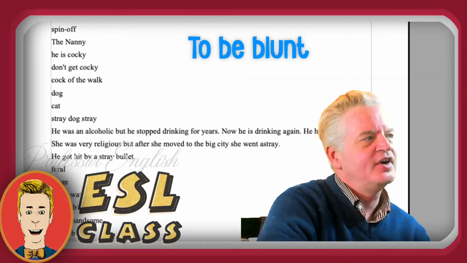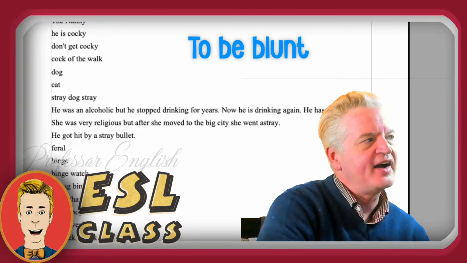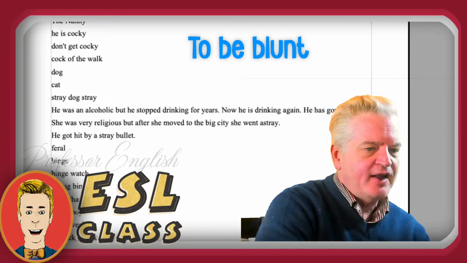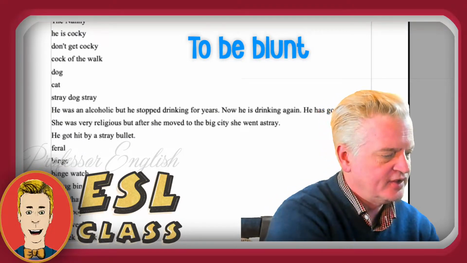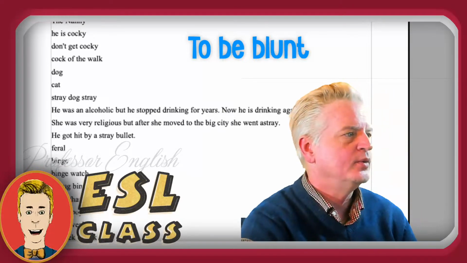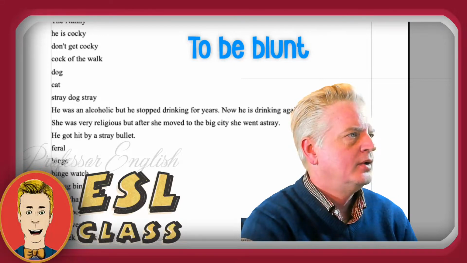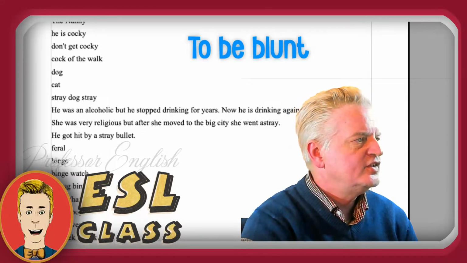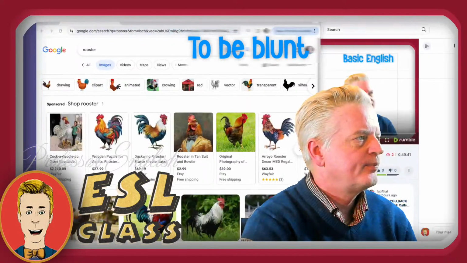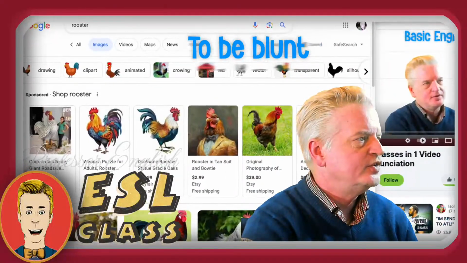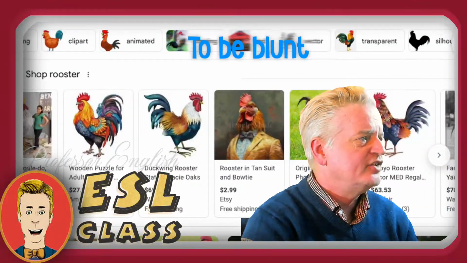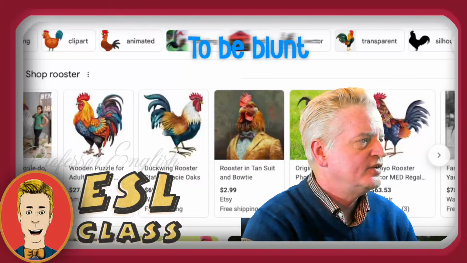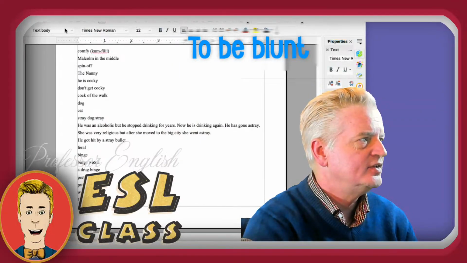Okay, and then we started talking about the word cocky. A cock is a rooster. If you don't know what a rooster is, let me show you a picture of a rooster. This is a rooster, but another name for rooster is cock. And I don't have very much experience with animals, so I don't know why this is.